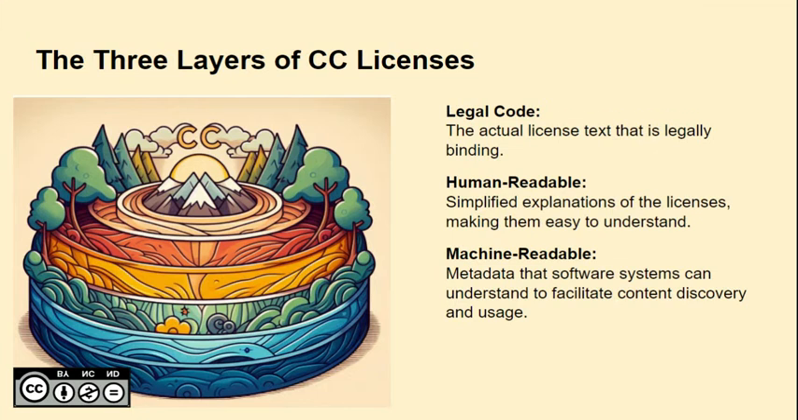Creative Commons licenses are composed of three layers: the legal code, the human readable summary, and the machine readable metadata. The legal code is the full text of the license that is legally binding. The human readable layer provides a simple explanation of the license, making it easier to understand. Finally, the machine readable layer is metadata that software systems can use to facilitate content discovery and use.